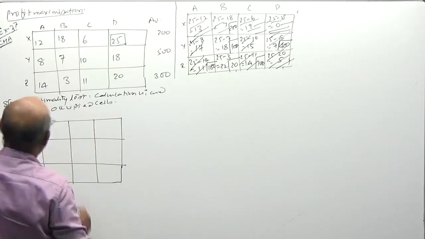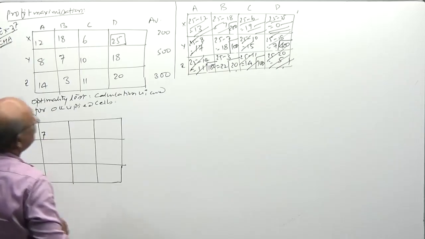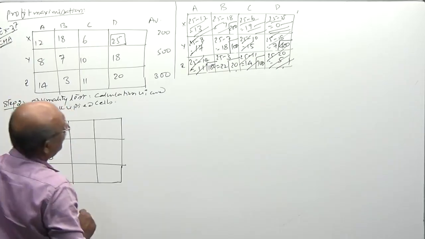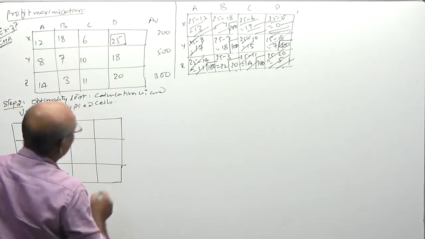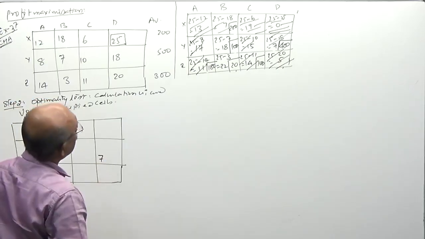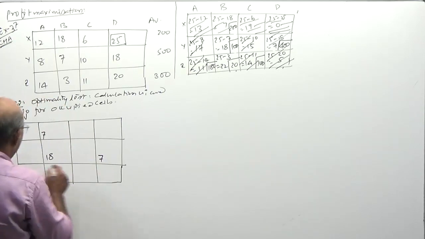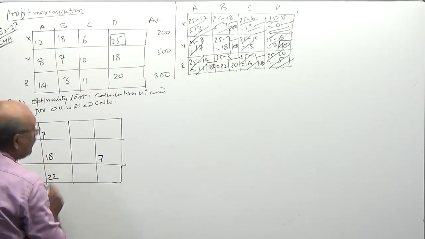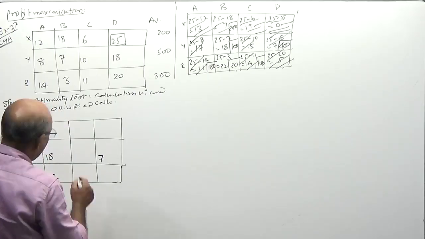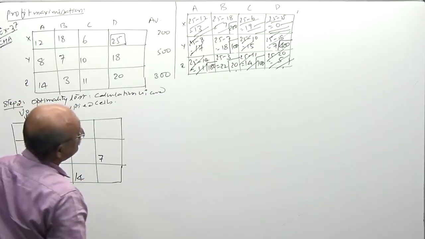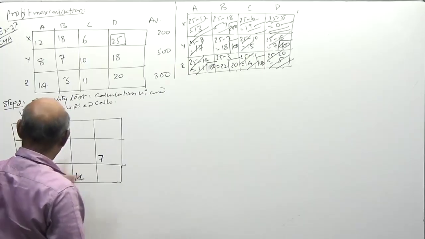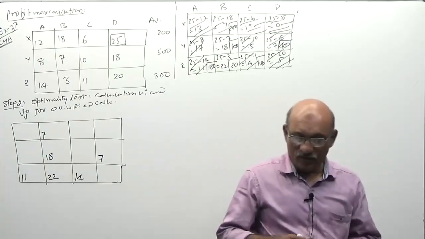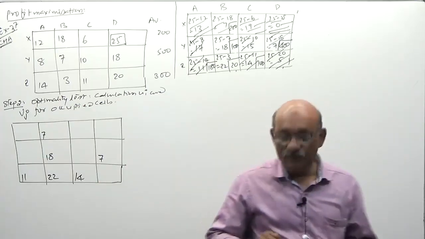Now consider the cost only. First row, second column 7, second row, second column 18, second row, fourth 7, third row, first column 11, third row, second column 22, third row, third column 14. So 1, 2, 3, 4, 5, 6. 6 occupied cells are required. 6 cells are considered by us.